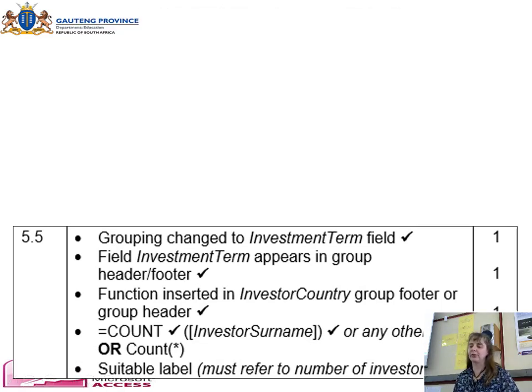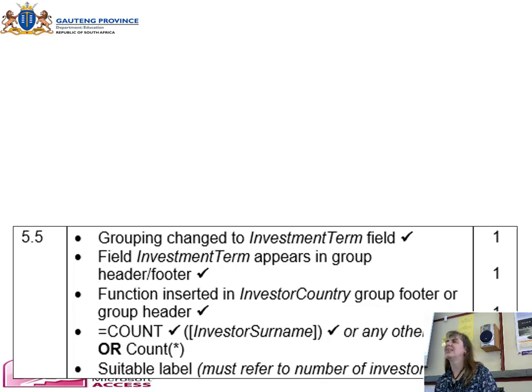Grouping change to investment term field. Field investment term appears in group header and footer. Function inserted in invested country group or footer or group header. Then we need to have a count, investor surname, or any other field. And with this one, they had to have a label.